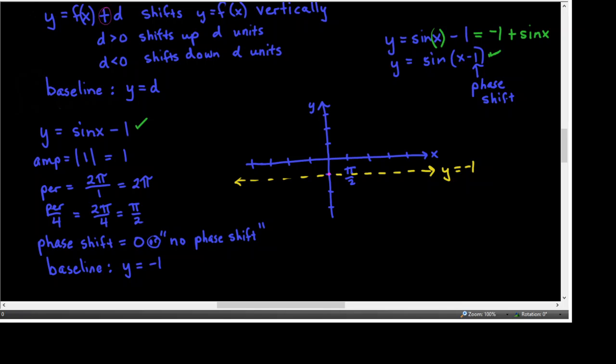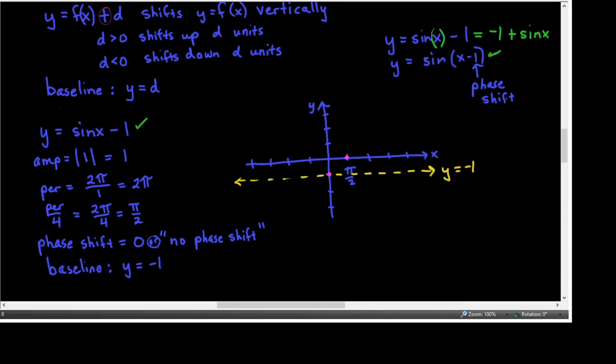And notice that sine of 0 is giving me an answer on the baseline. So that's at the middle right now. The next mark is up because I don't have a negative a, it's +1. So I'm going to go up. And how far up? The amplitude is 1, so I'm going to go above the baseline 1.